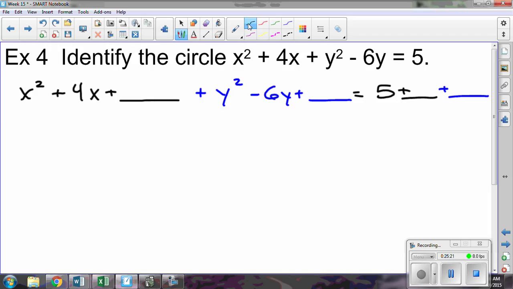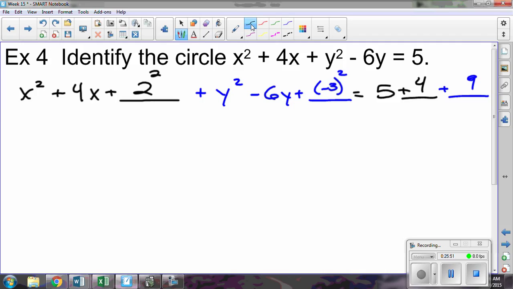2 squared. Take the center one of 4, cut it in half. After cutting it in half, we square it. 2 squared, of course, is 4, so we'll add that to the right-hand side to keep it balanced. Over here, -6 cut in half, as Brian noted, is -3. -3 squared is 9, so we'll add that to the right to keep it balanced.